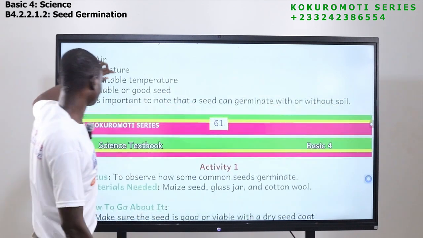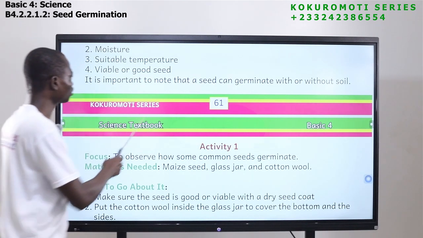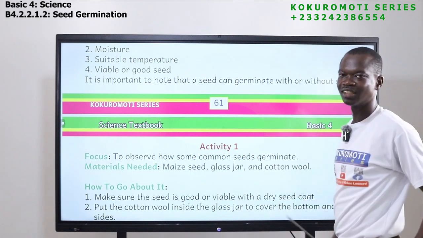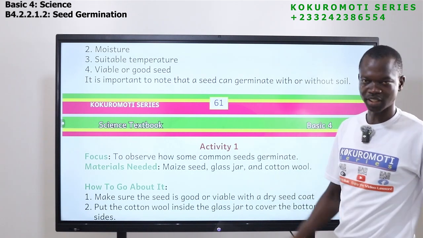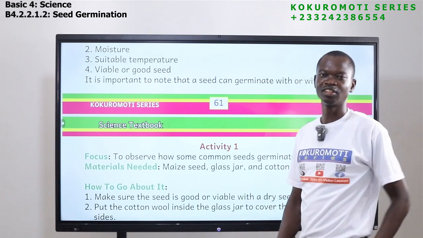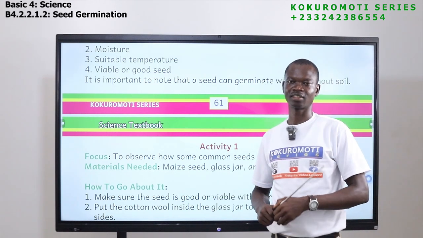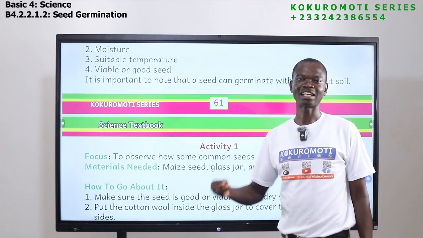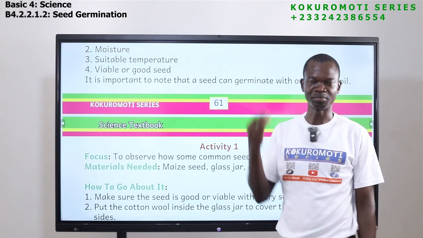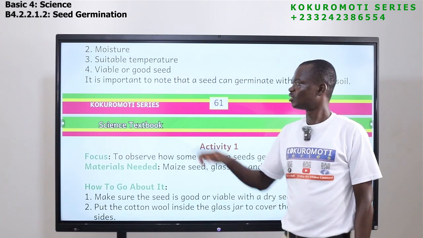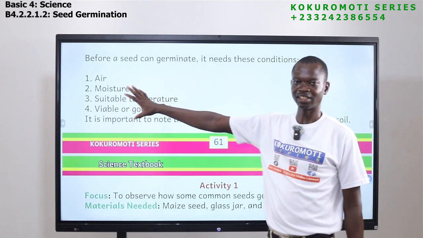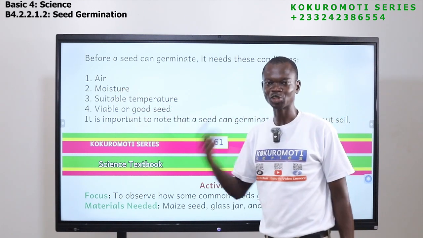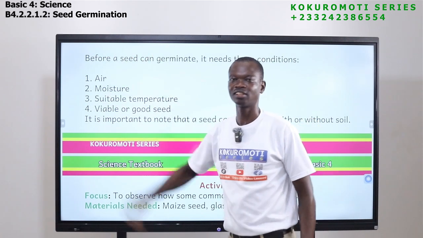Now, it is important to note that a seed can germinate with or without soil. So listen, a seed can germinate without soil. You don't only need soil to plant or sow a seed, because there are some things that you can put the seed in and it will also germinate. The things that seeds need before they can germinate, soil is not one of them. So if there is no soil and you have all these, the seed will germinate.